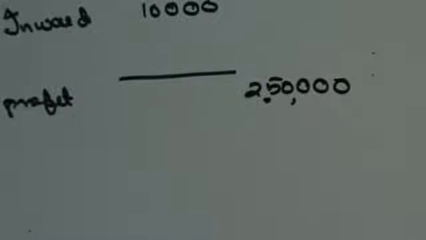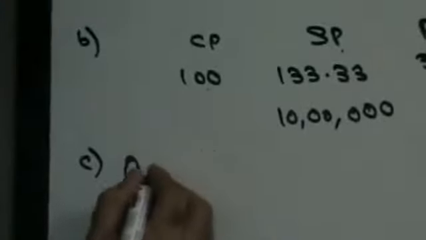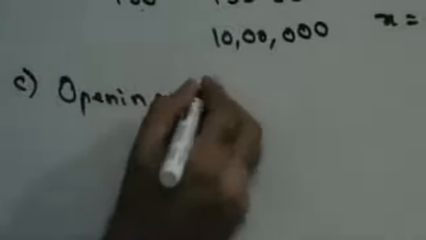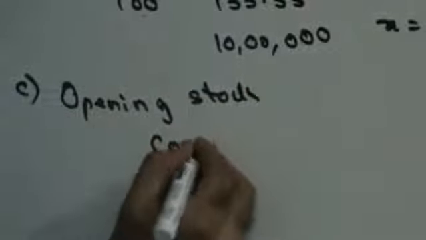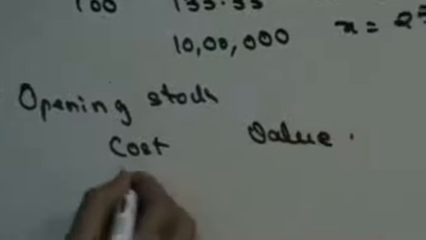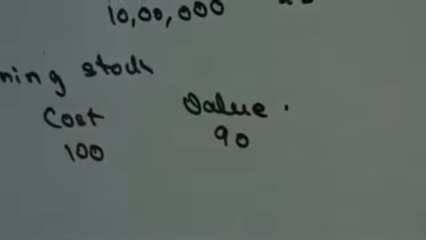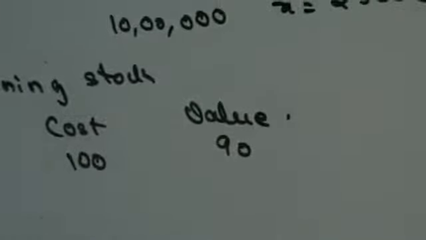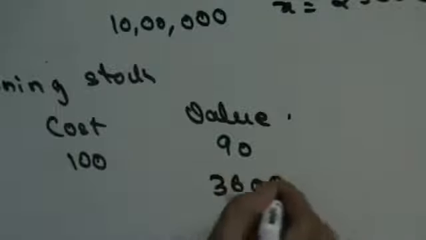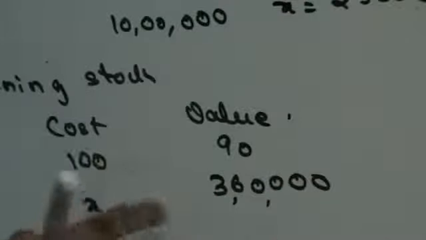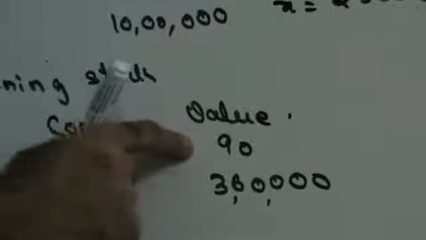Next, let's move on ahead. Stock of the value of 75,000 could be salvaged. Policy amount is 2,50,000. Stock at the beginning was valued at 10% less than the cost. So if the cost is 100, value is going to be 90. Opening stock is given as 3,60,000. So how much will this be? 3,60,000 into 100 divided by 90, which will come out to be 4 lakhs.